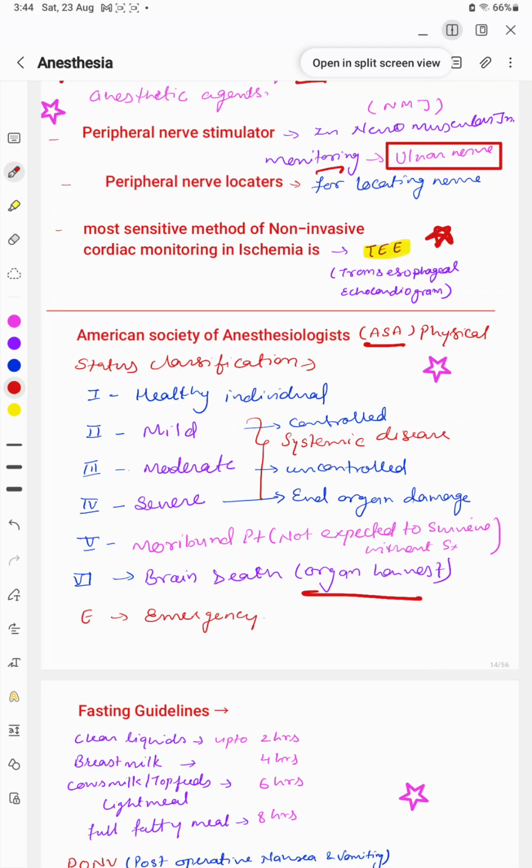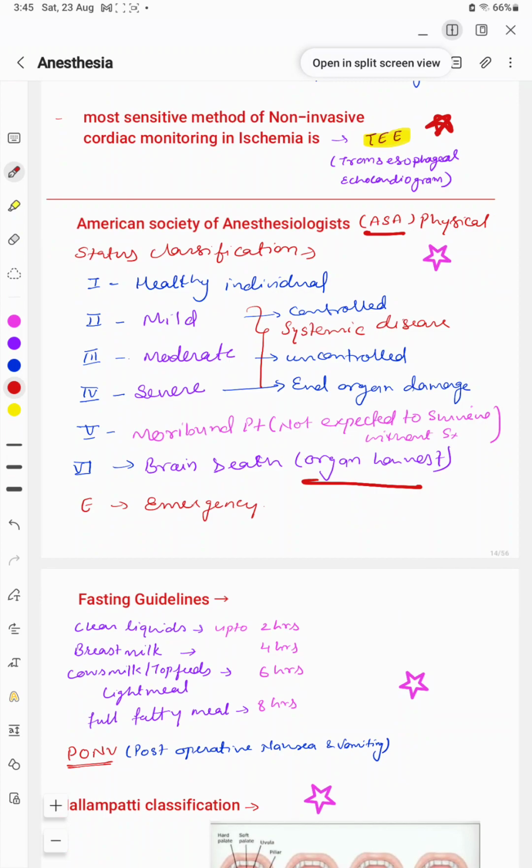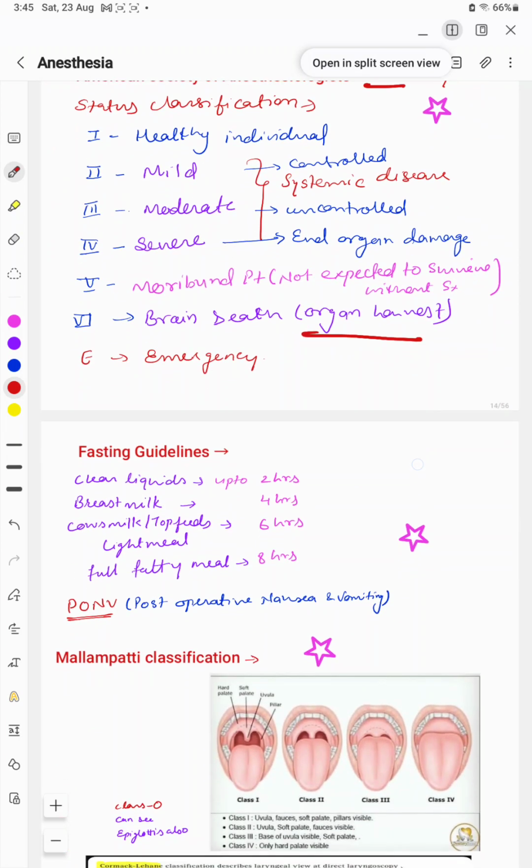And one more modifier they add: E means emergency. For example, the individual is healthy but something has happened and we need to operate as an emergency. Okay, so this is important. They have already asked questions from here.